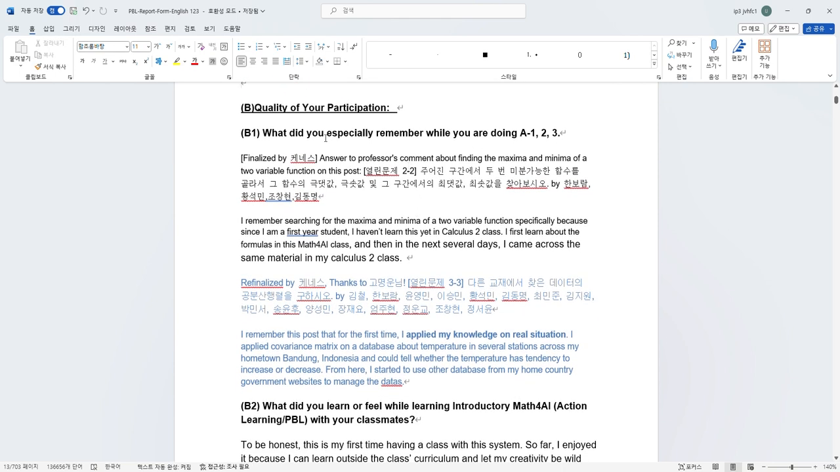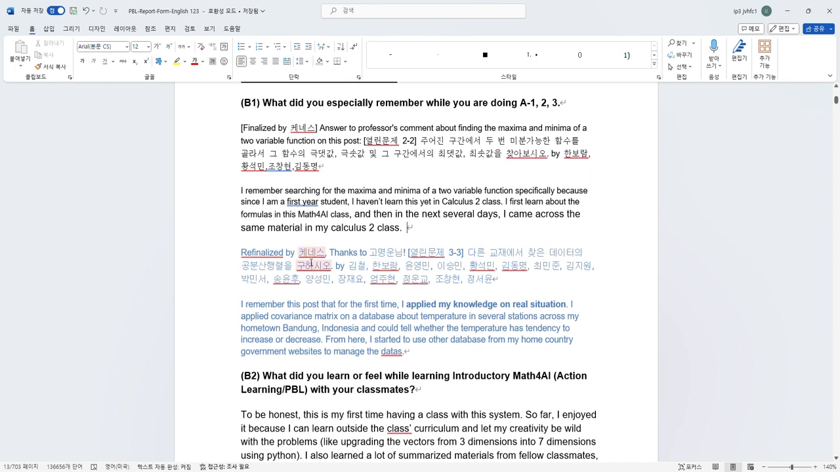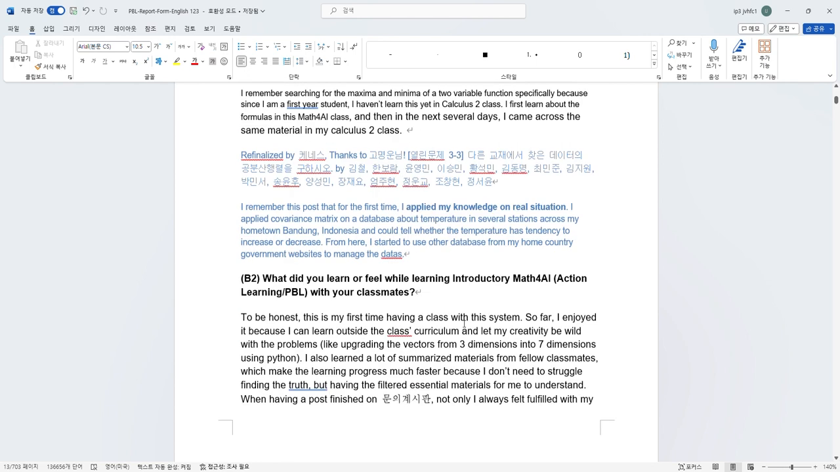I especially remember this post, where, for the first time, I applied my knowledge on a real situation. I applied covariance matrix on a database about temperature in several stations across my hometown, Bandung, Indonesia, and could tell whether the temperature has a tendency to increase or decrease. From here, I started to use other databases from my home country's government websites to manage the data.